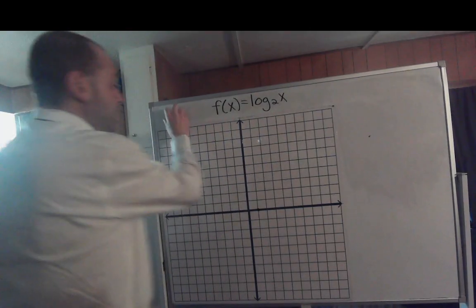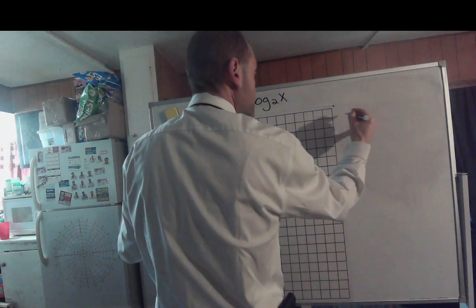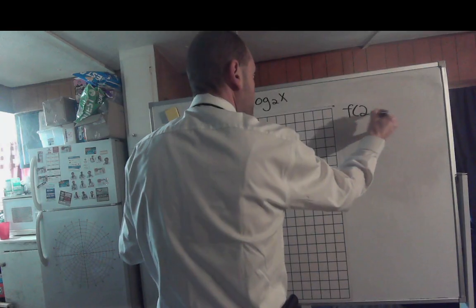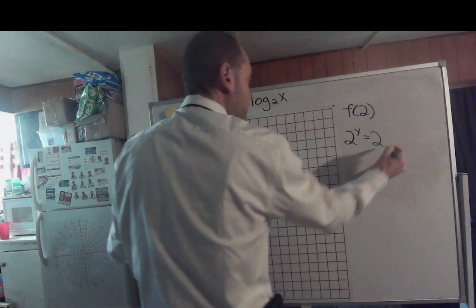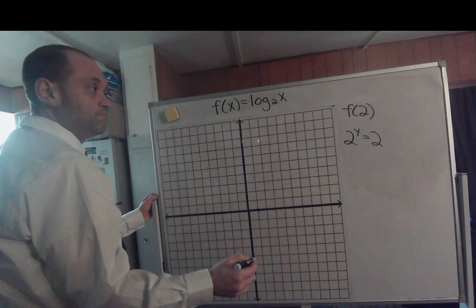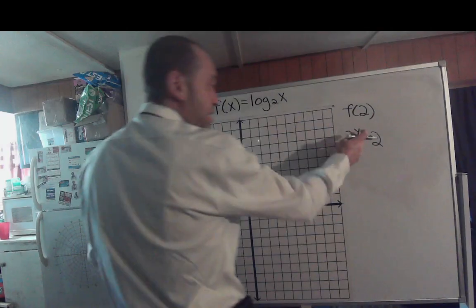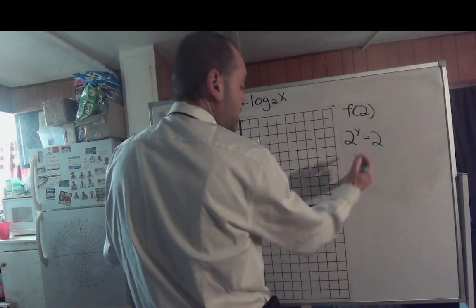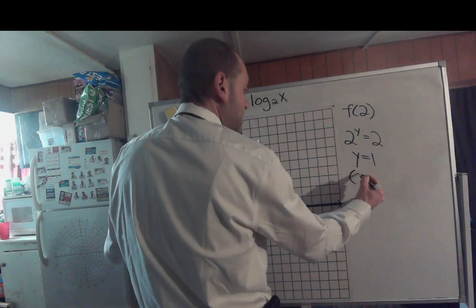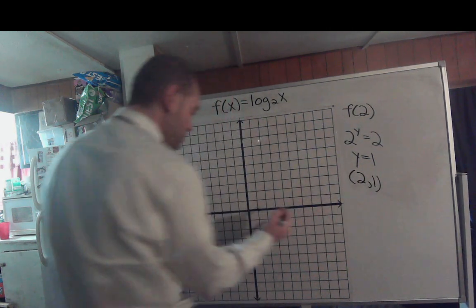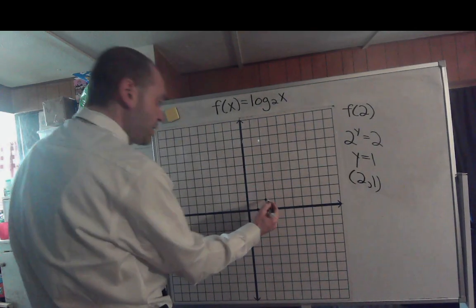Now, what if I pick x equals 2? So I'm going to pick f of 2. This is the same as saying 2 to the y equals 2. Well, 2 to what power equals 2? That's 1, right? So that means y would have to equal 1. So I would get the point 2, 1, which would be right here.